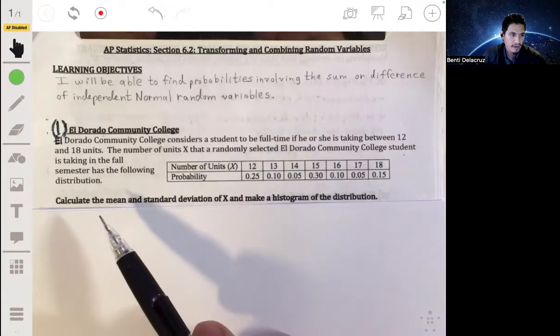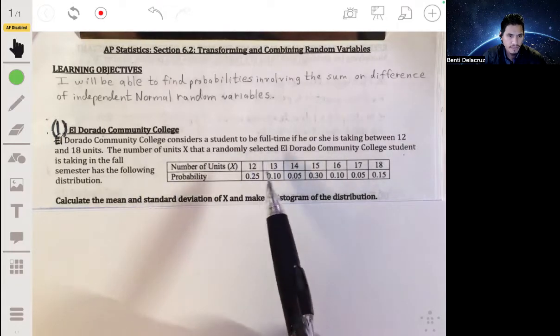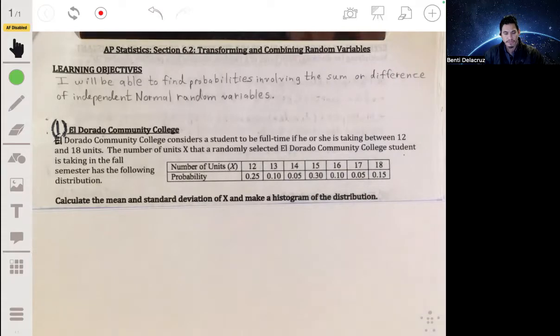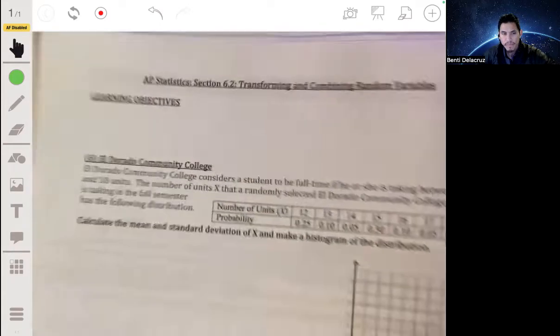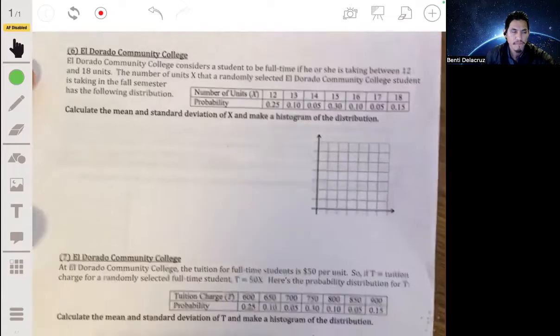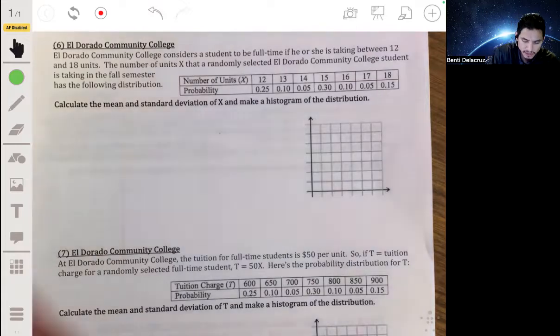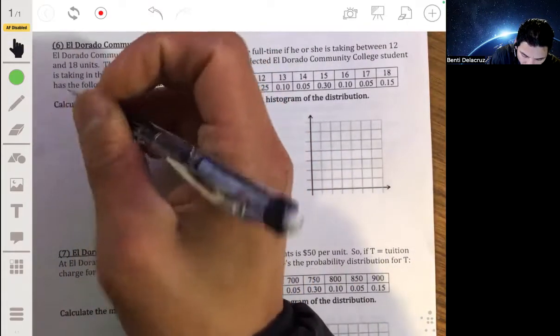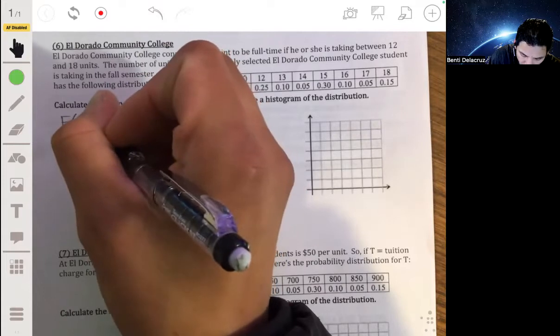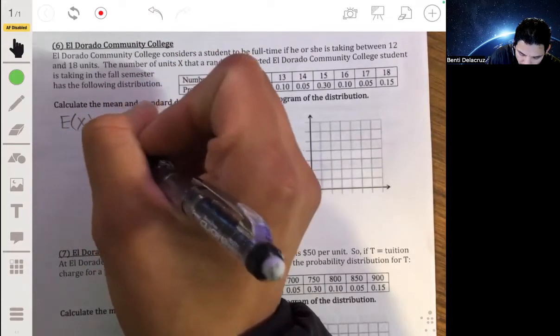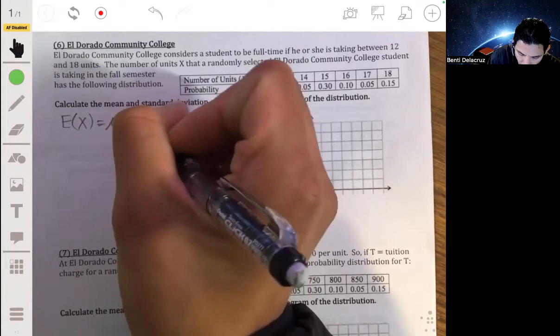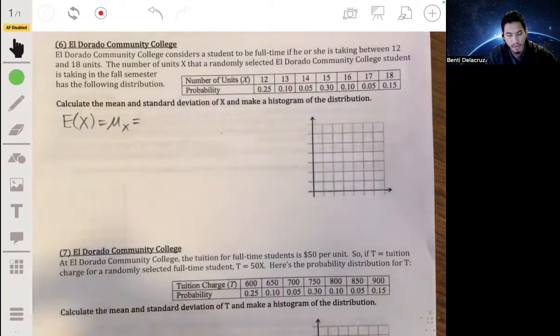We're going to calculate the mean and standard deviation of X, and then make a histogram of this distribution. You're going to basically apply the formula in this problem, and it's again just using notation properly. In your formula packet, you may see something like the expected value of X, or you may see mu sub X. And again, that just stands for the mean of the random variable X. Let me pop out my formula sheet to show you what it looks like on mine.